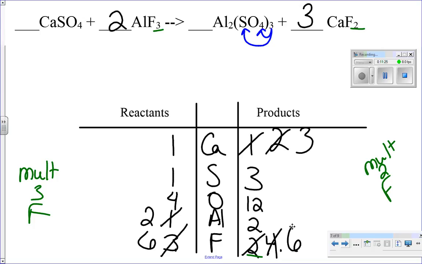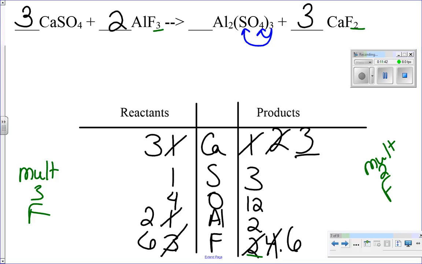So now I've got my fluorine fixed, my aluminum's looking pretty good. I still have to fix my calciums and my sulfate. Now I can see very clearly I have 3 calciums right here, so just to fix that I can plop a 3 right there. That then fixes my calcium.